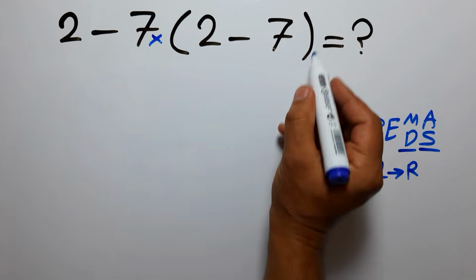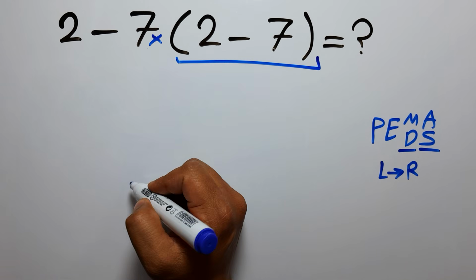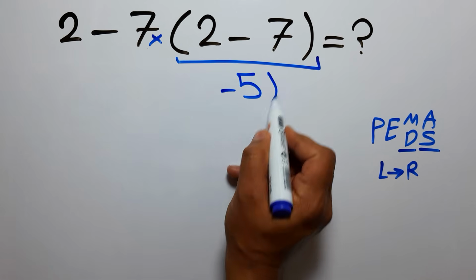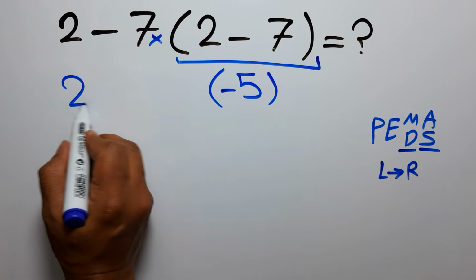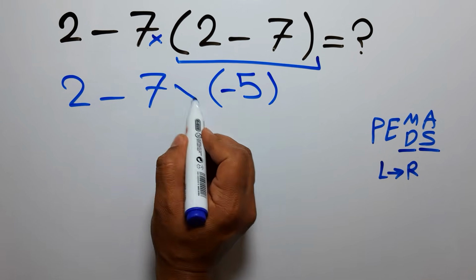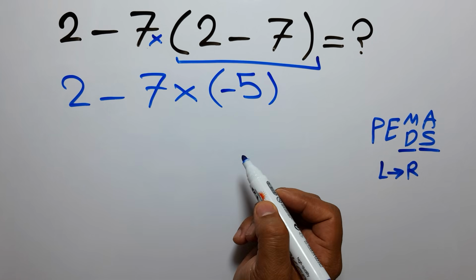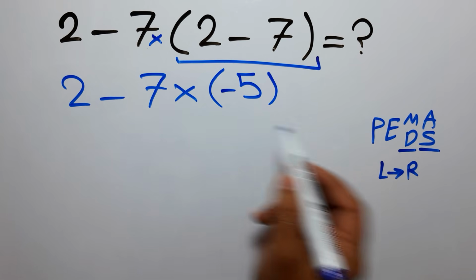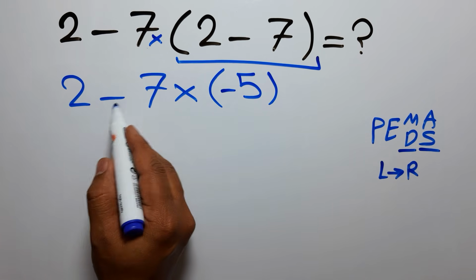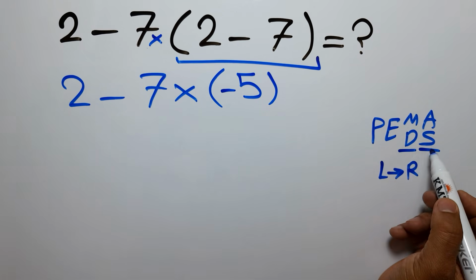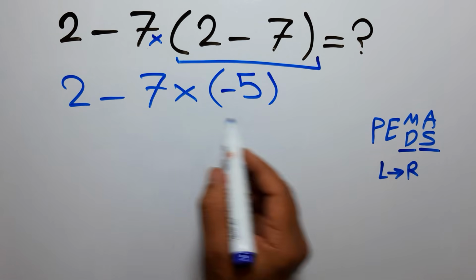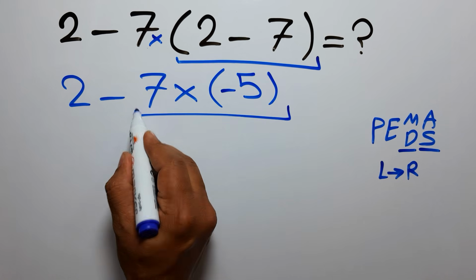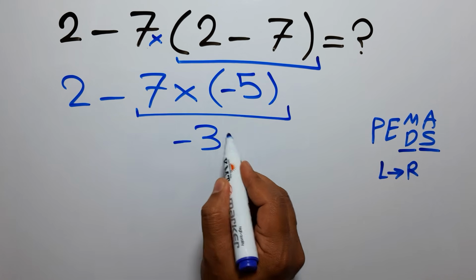So first we have to do this parentheses. Inside this parentheses we have 2 minus 7, which equals negative 5. So we have 2 minus 7 times negative 5. Now we have one subtraction and one multiplication. According to PEMDAS, multiplication has higher priority than subtraction because multiplication comes before subtraction. So here first we have to do this multiplication. 7 times negative 5 gives us negative 35.